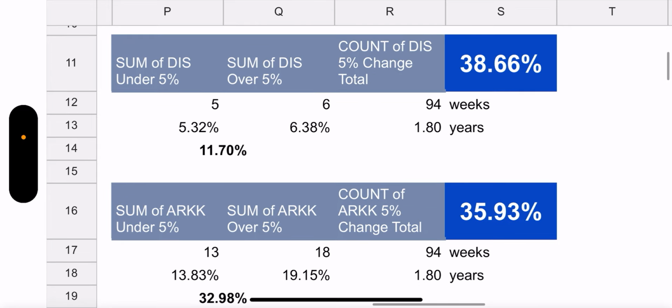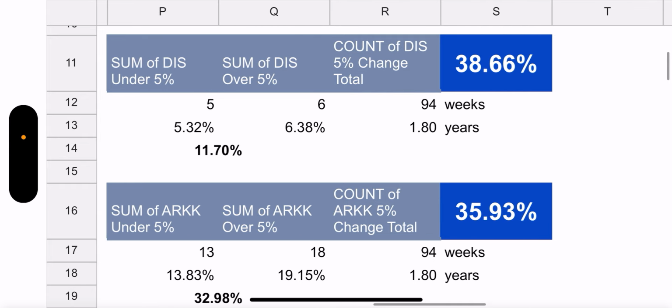All right, here's Disney for DISO. Only a total of 11 times, 5%, both ways. So only 11.7% of the time they went over or under 5%, which is really good for 94 weeks. Their IV is 38%. That's not terrible.